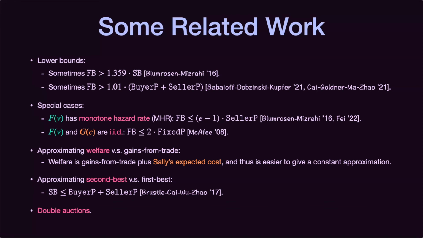There has also been work on approximating the second best instead of approximating the first best. For example, in the work of Brustle, Cai, Wu, and Zhao, it was shown that the second best is upper bounded by buyer's pricing plus seller's pricing. And that work motivates us to specifically look at these two mechanisms because they together provide a constant approximation to the second best. And finally, there are more general models such as double auctions, which is a model involving multiple buyers and sellers.